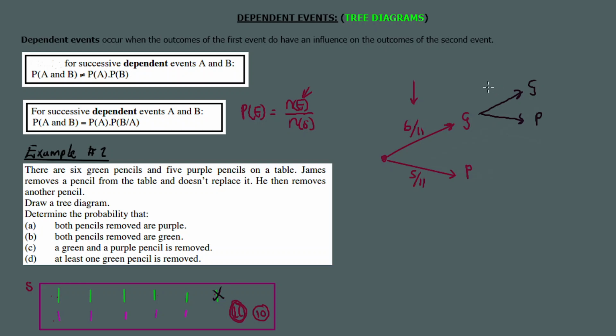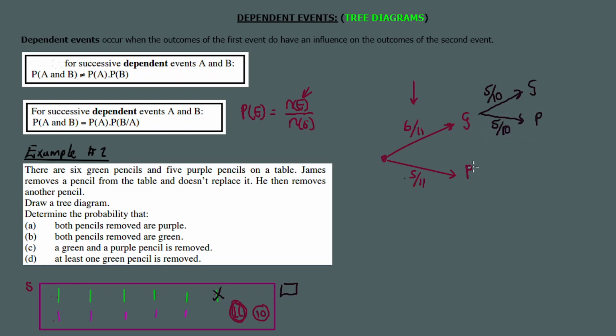So for the second draw I have 5 out of 10, because a green has already come out. It is inside the pencil bag. So if you chose a green, what is the probability of getting a purple again after taking out the green? For the purple you have about 5 out of 10.